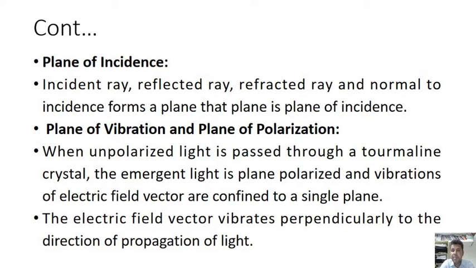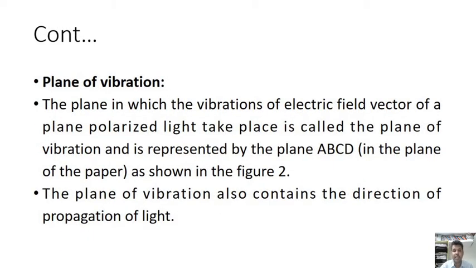the emergent light is plane polarized, and the vibrations of the electric field are confined to a single plane. The electric field vector vibrates perpendicular to the direction of propagation. That is what we call the plane of vibrations or plane of polarization. So plane of vibrations: the plane in which the vibrations of the electric field vector of a plane polarized light take place is called the plane of vibrations.